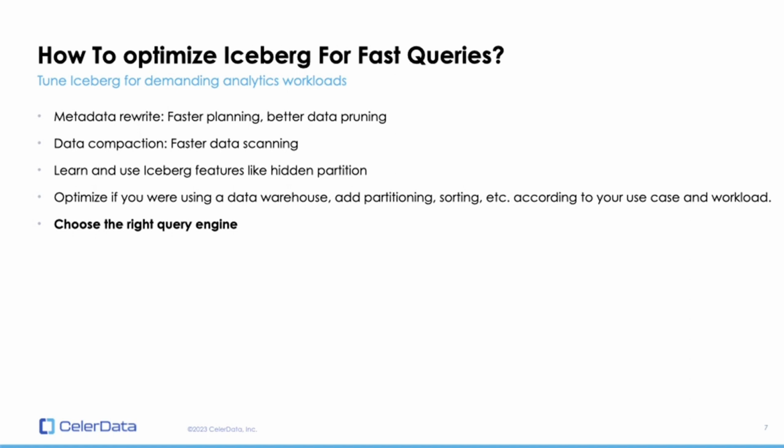And you always want to do a metadata rewrite, or a manifest rewrite, in Apache Iceberg. What it also does is group the data that belongs to the same partition into the same manifest. So when the query engine does the data pruning, it can read fewer manifests, which also speeds up the planning phase. So first is the metadata, and second is data compaction.